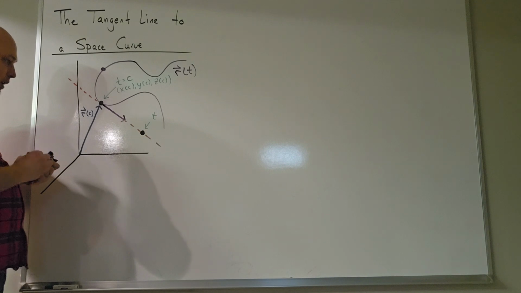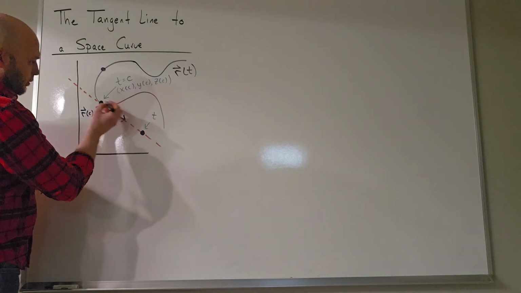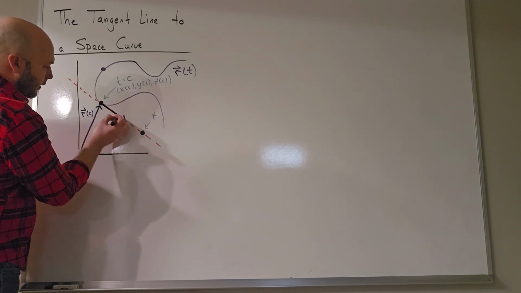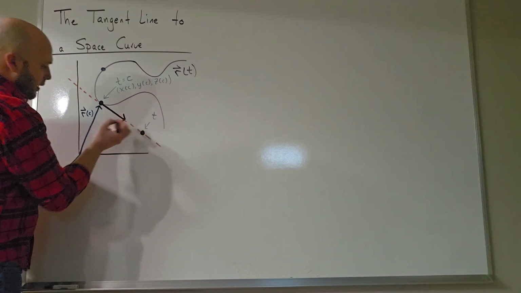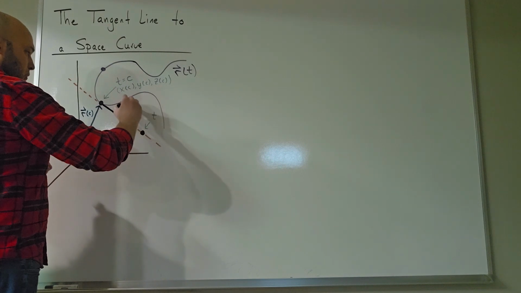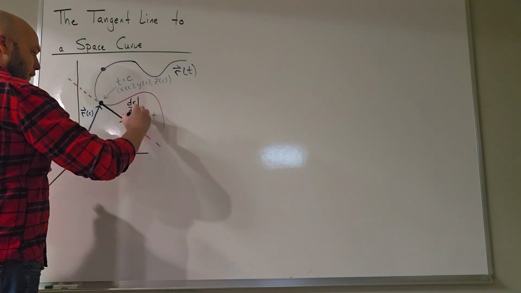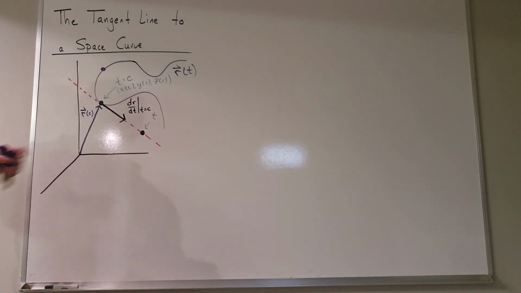And so let's call this, actually I'm going to do that in a different color. I'm going to do that in black so it distinguishes from the original curve. That black vector right there would be the derivative of r evaluated at t equal to c. So it's tangent to the curve at that point.